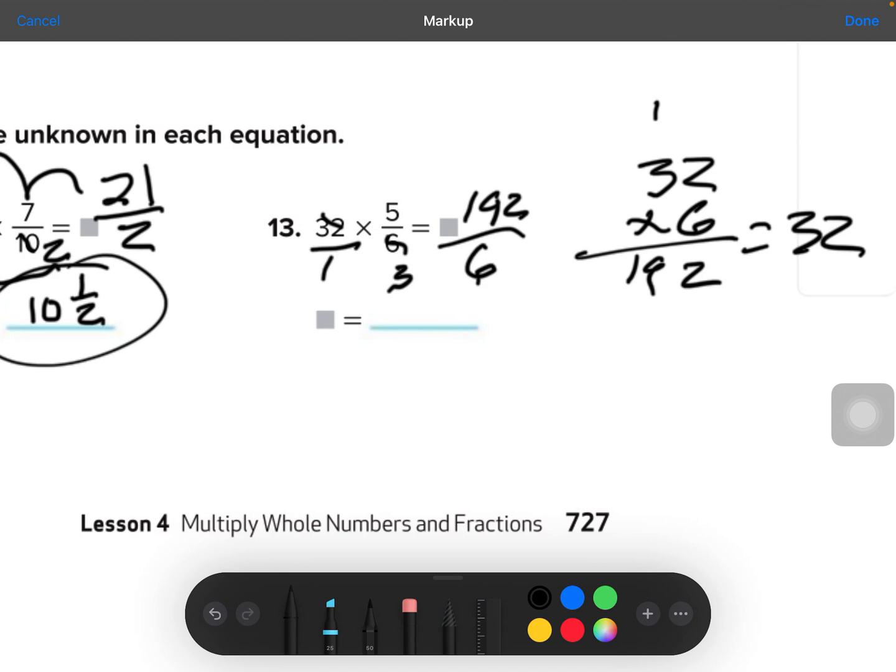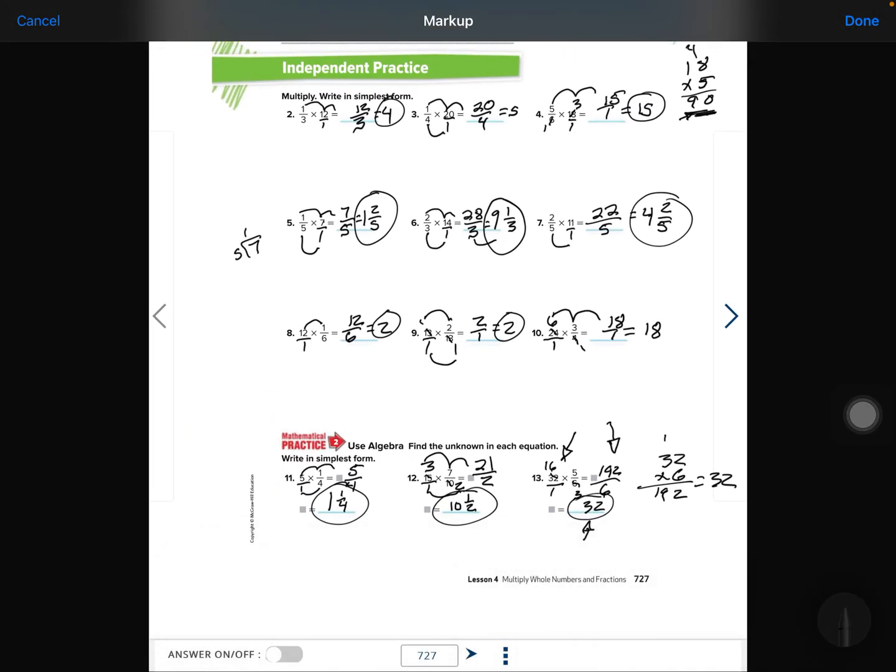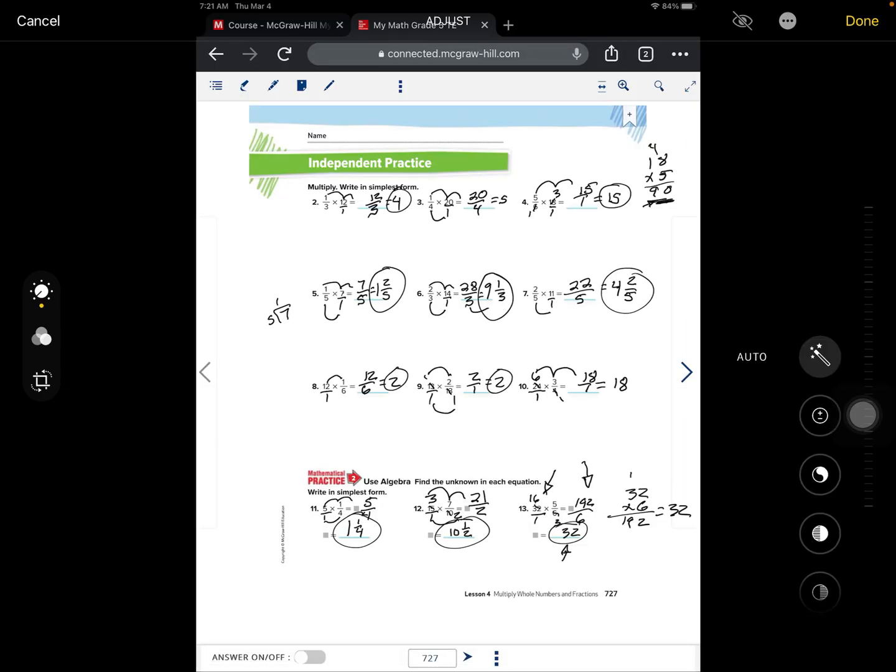So I probably could have simplified these by dividing them both by 2 first. That would have made my life a little bit easier. 16. Then that would have helped me out a little bit. So my answer is 32. Like I said, you can simplify at the end or you can simplify at the beginning, but you should get the same answer either way.